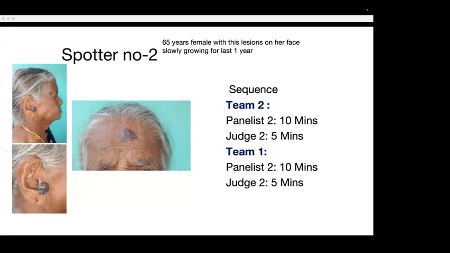Okay, we'll move on with the just read. Now we'll start with the second team because they are going to get the second spotter. They will be the first team to get the question. Yes, sir.